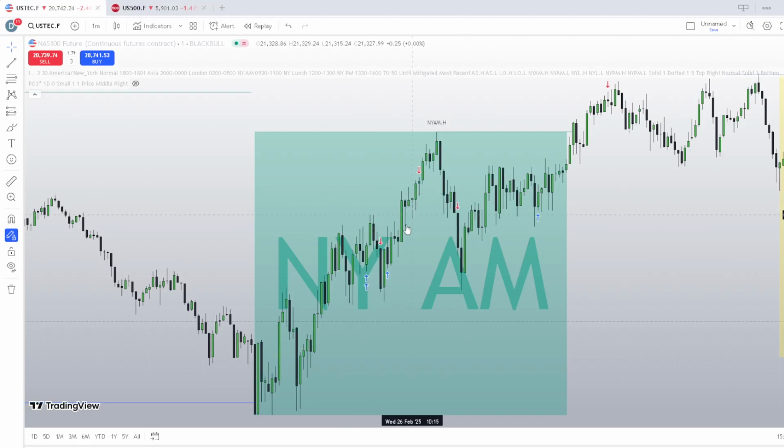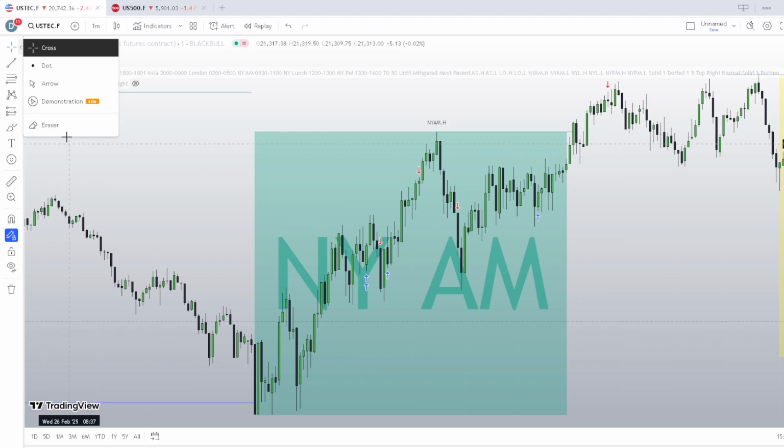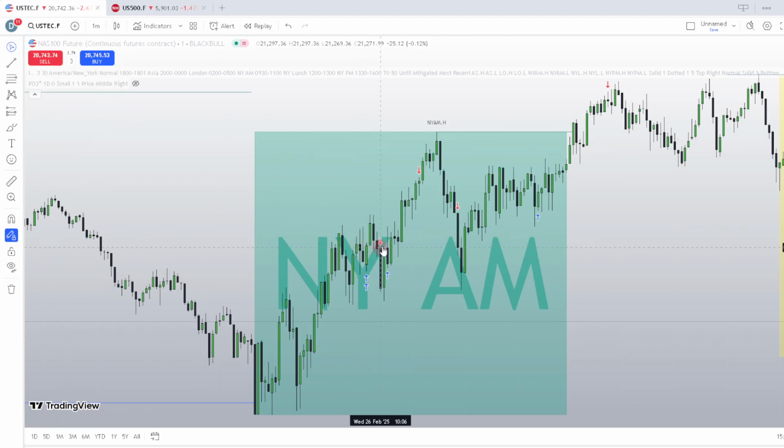So after that, I thought this was just retracement here. Let me get this. So after I got stopped out here, I lost like $80 like that. Then I entered here again.